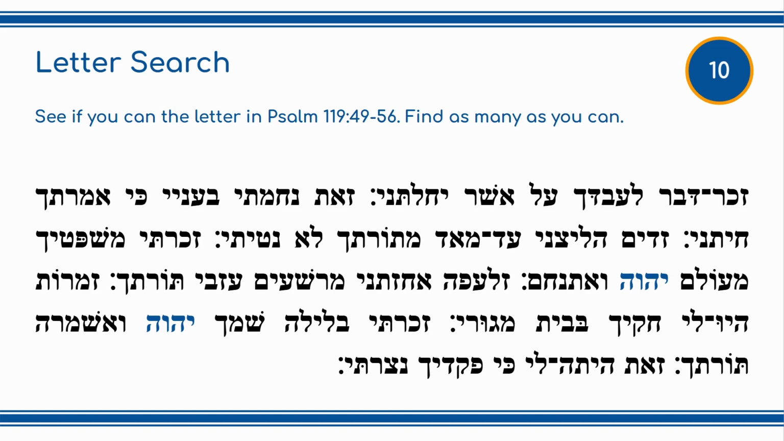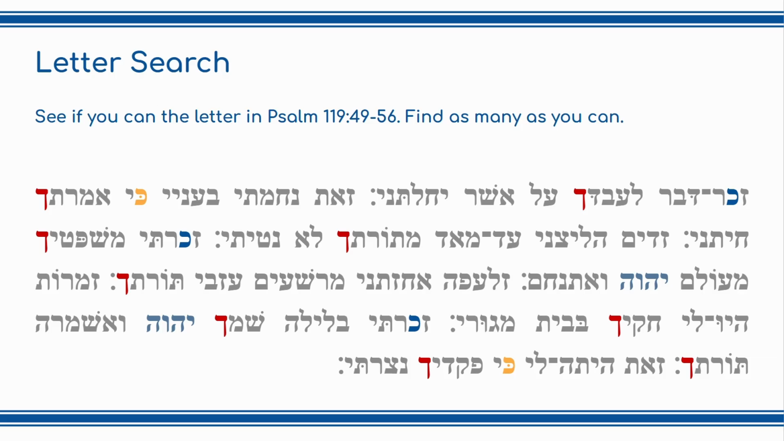And time's up. So these are all the letters that have been here. So over here we have a chaf. It makes a sound, so chaf, because there's no dot. Chaf didn't take his medicine. And then we have chaf sofit. It's at the end of a word.